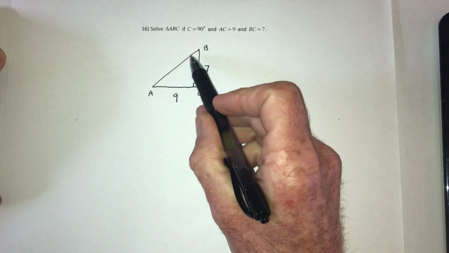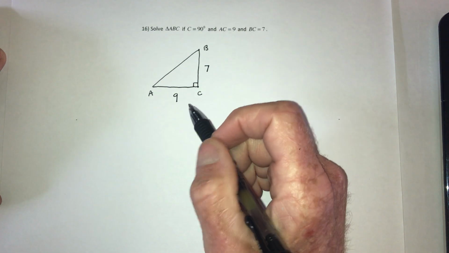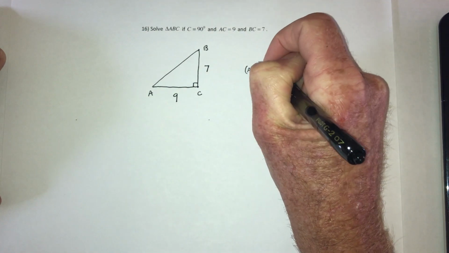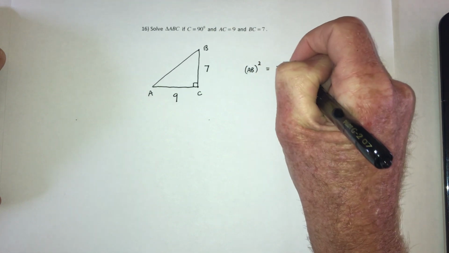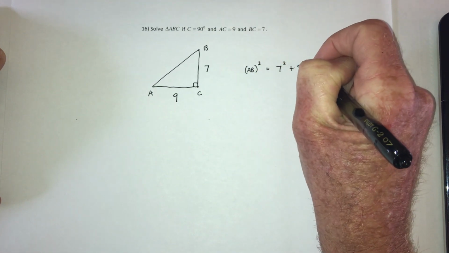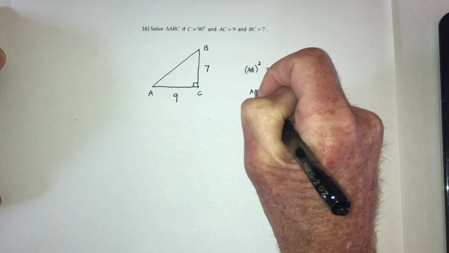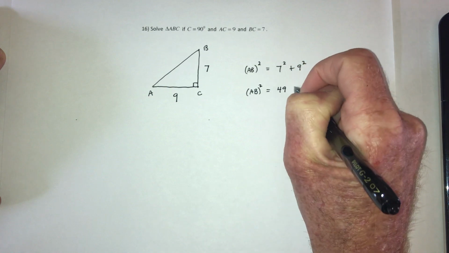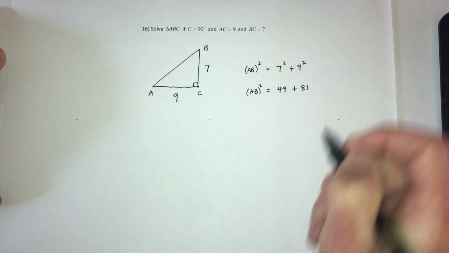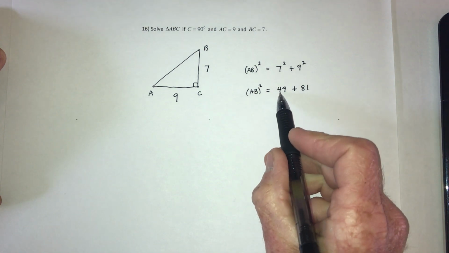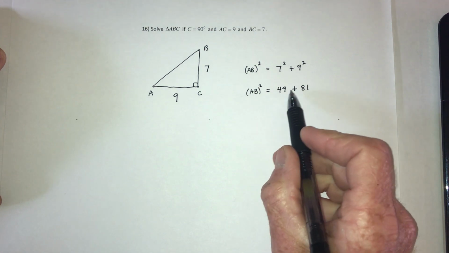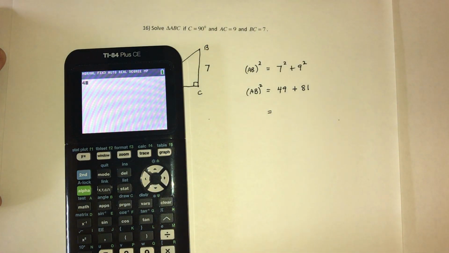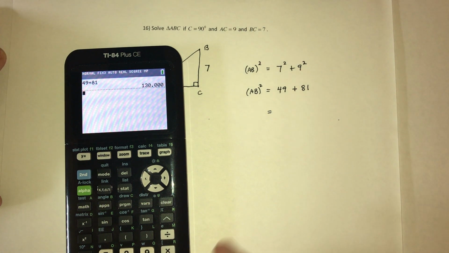So in order to solve for this side right here, I could just use the Pythagorean theorem. So the length from A to B, if you square that, it equals 7 squared plus 9 squared. And then 7 squared, that's 49. 9 times 9 is 81. So how much is this when you add those? So this would be 120, and another 10 is 130. Double check. 49 plus 81 is 130.